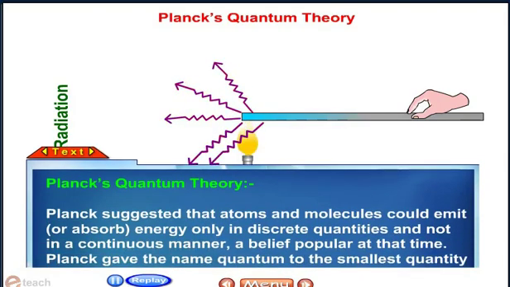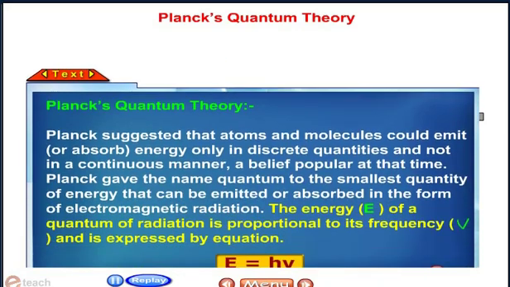Planck suggested that atoms and molecules could emit or absorb energy only in discrete quantities and not in a continuous manner, a belief popular at that time.